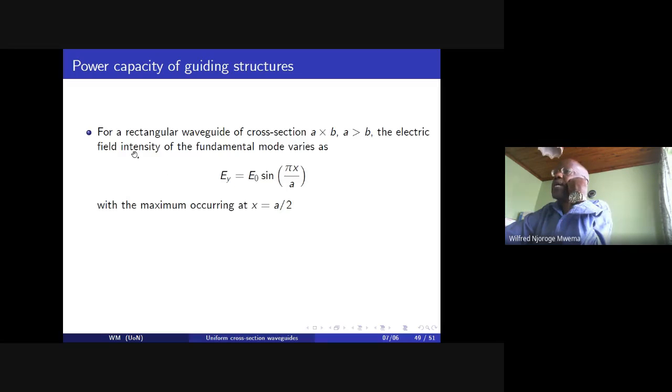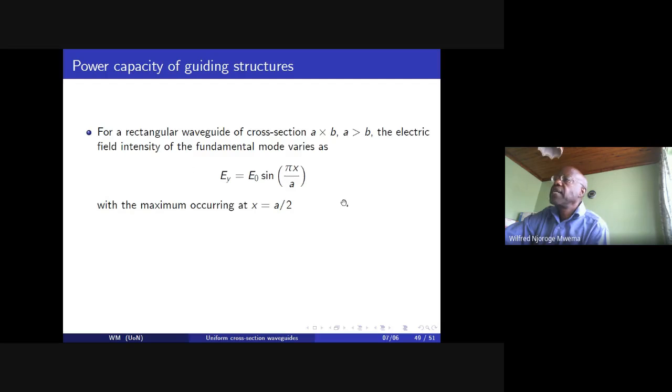So for a rectangular waveguide with a cross-section of a by b, with a greater than b, the electric field intensity of the fundamental mode will be varying as Ey equal to E naught sine of pi x over a.